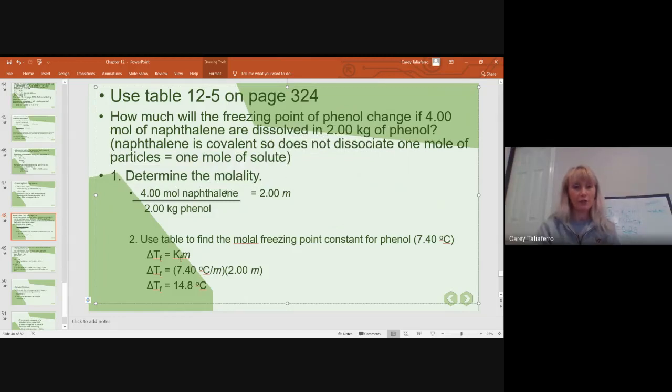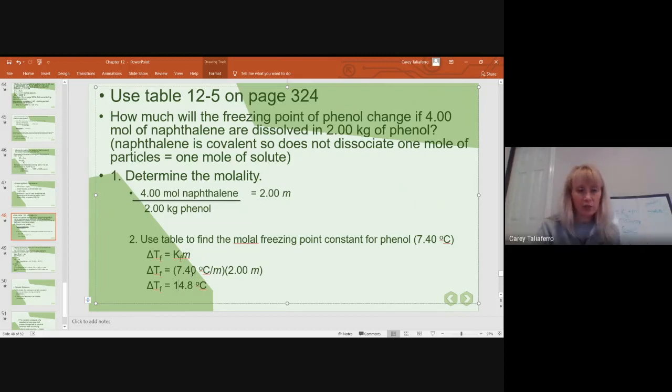So go to molality first, because we're going to ultimately use this formula down here. So 4 moles of naphthalene divided by the mass in kilograms of phenol gives you 2 molal. That's the molality of that solution mentioned in the problem. But the question is, how much will the freezing point of phenol change? So we're actually just solving for the delta value here. So we go to the table. I want to do that right now in my book, and I'm going to look up phenol. And I see that phenol has a K sub F value of 7.4. So I'm going to fill that in right here.